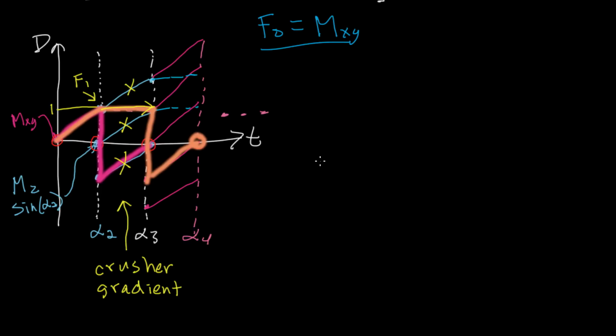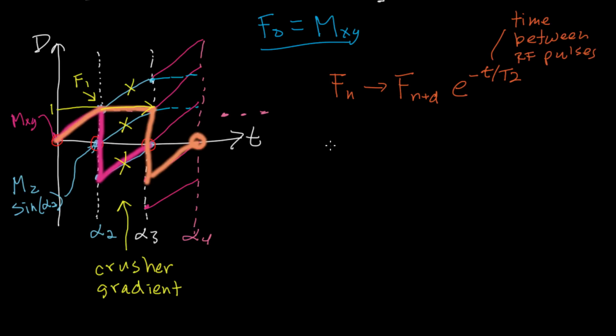Finally, let's take a look at the effect of T1 and T2 relaxation on these coherence pathways. Transverse coherences, like transverse magnetization, always decay towards 0 in the absence of RF pulses. So between any two RF pulses with time spacing t, any f sub n, including f sub 0, or transverse magnetization, will progress to f sub n plus d times e to the minus t over T2, where d is the incremental dephasing associated with this time interval.